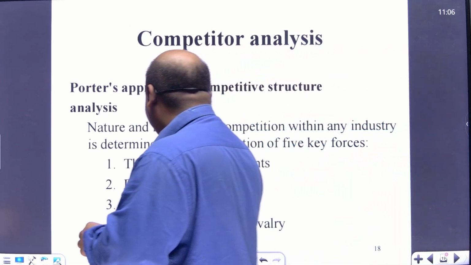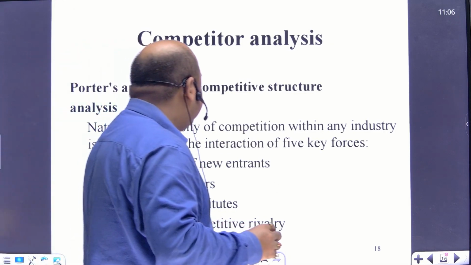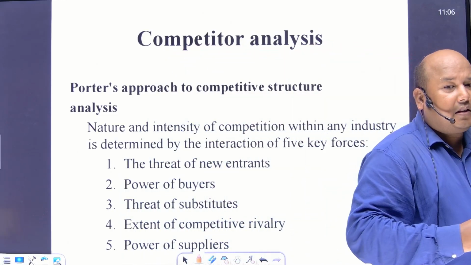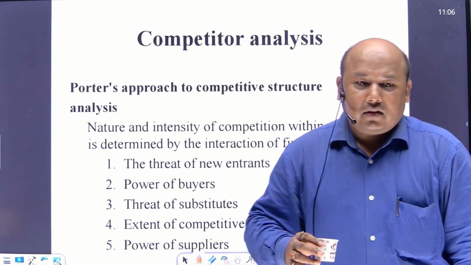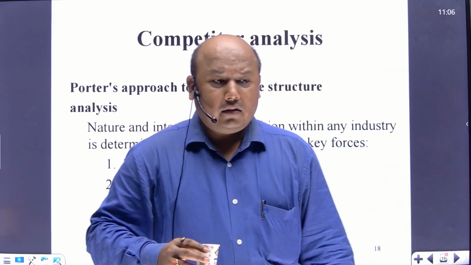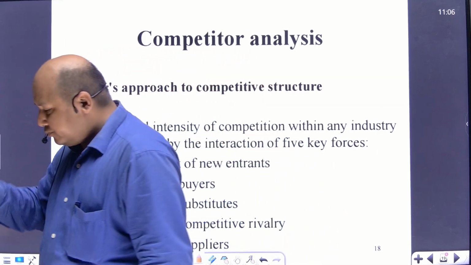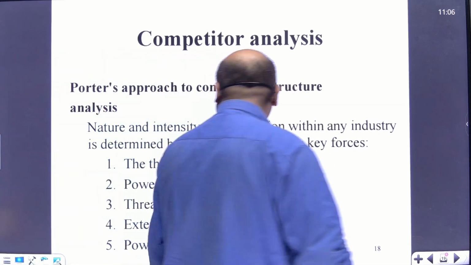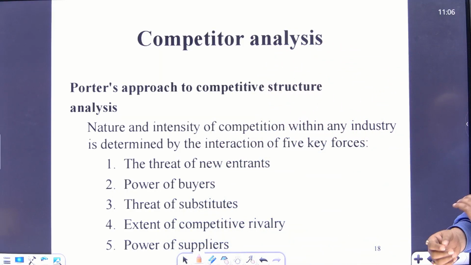The nature and intensity of competition within any industry is determined by the interaction of five key forces. And what are they? What are these five forces? The first is the threat of new entrants. Always there is a threat of new entrants, whether it's FMCG, IT, or automobile, a new player will always enter. First mover advantages are there. Then there is the power of buyers, threat of substitutes, extent of competitive rivalry, and power of suppliers. These are Porter's five forces you need to have an idea about.